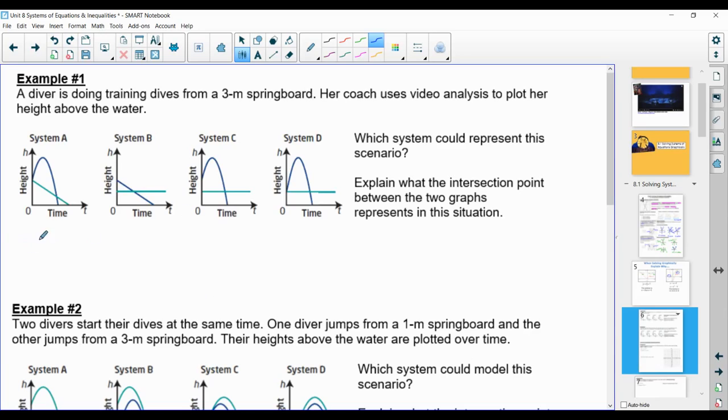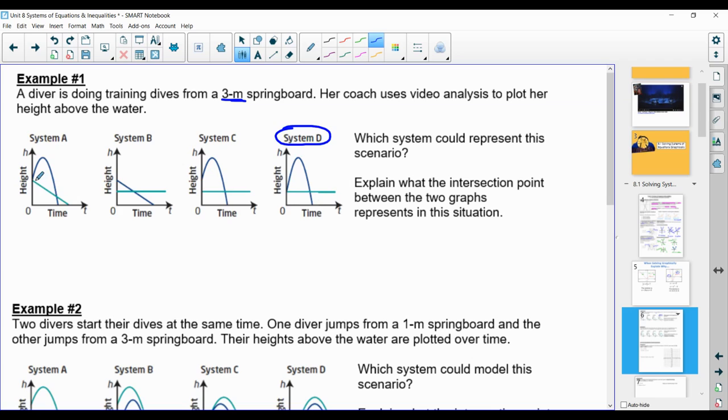All right, now taking a look at these 4 systems, our answer is system D. But let's take a more specific look at why that might be. So first of all, we're told that the diver is doing training dives from a 3-meter springboard. Well, if we take a look at all of these questions, they all have a point that's taking off above 0, but we need to look more specifically at the path of the diver. Now, with the first one here, we have a parabola, which would be the path of the diver. We have that as well for C and D.